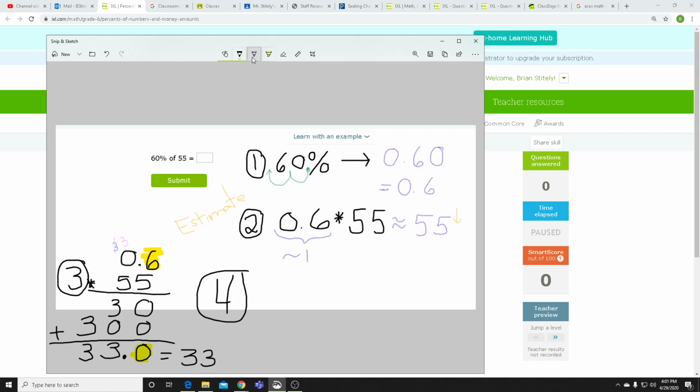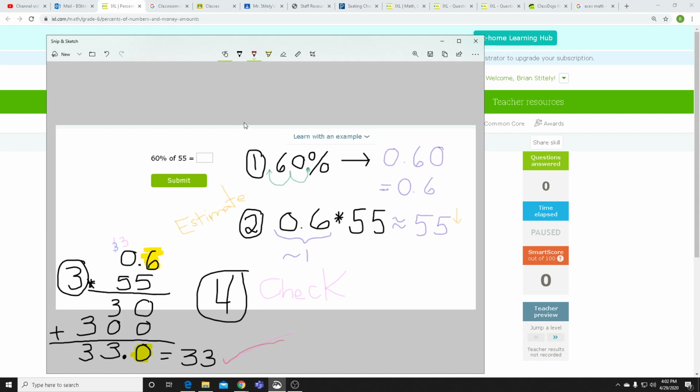Step 4, let's check our work. Check with your estimate. Okay, our estimate was 55, but a little bit lower. 33, yeah, that's pretty close. That's a little bit lower than 55. This works. So you should have gotten 33 for your answer. It seems reasonable with our estimate. And that's all you do.